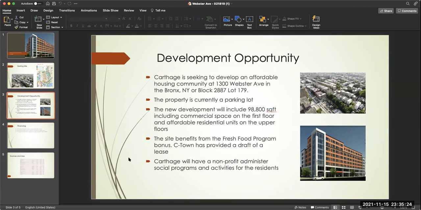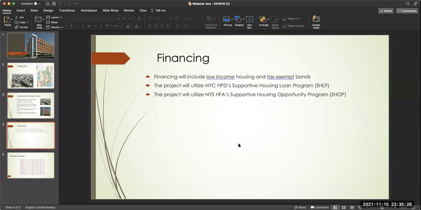to do the deal. We were also going to bring in a nonprofit partner, which we'll talk about in a little bit. To finance this project, we were going to use low-income housing tax credits and tax-exempt bonds using HPD's supportive housing loan program. The state also has a supportive housing loan program.